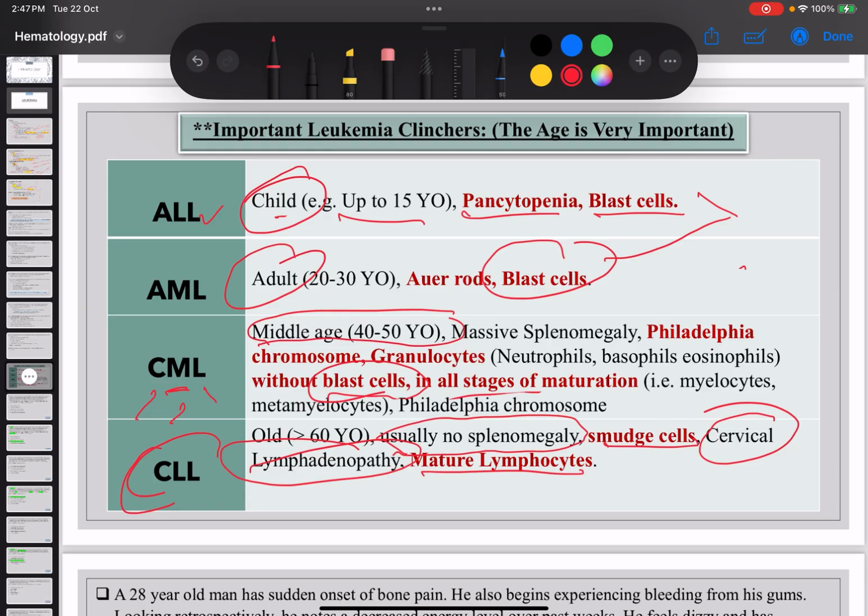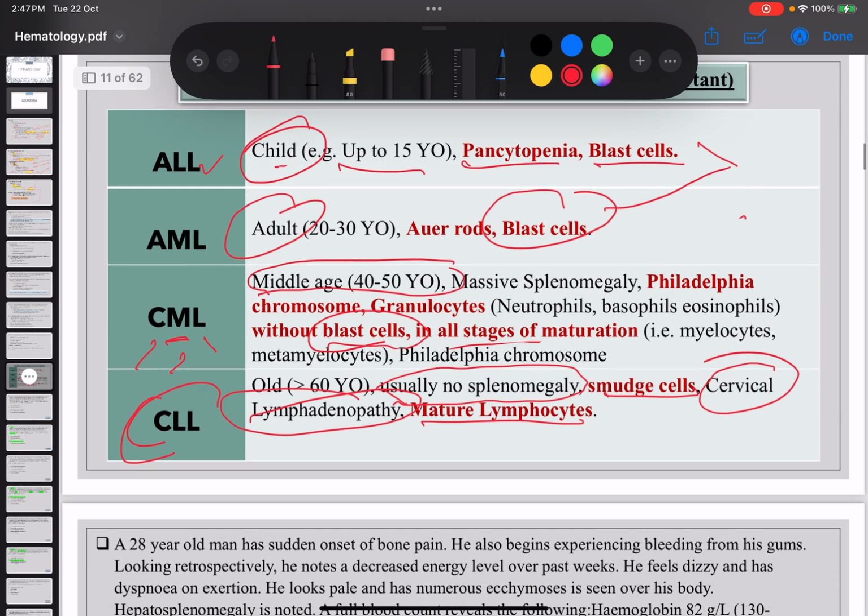If you find splenomegaly, either it would be CML or ALL. If the age group is child, the diagnosis will be ALL. If you are dealing with the middle age group, the diagnosis will be CML. Let's just solve some questions.